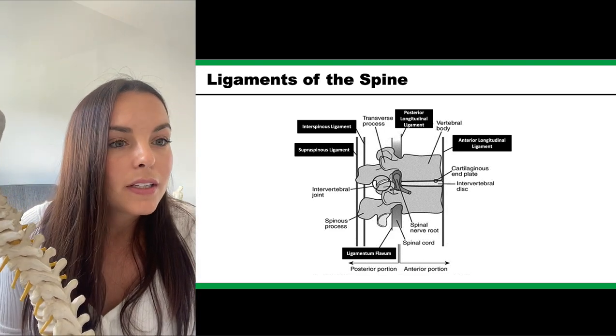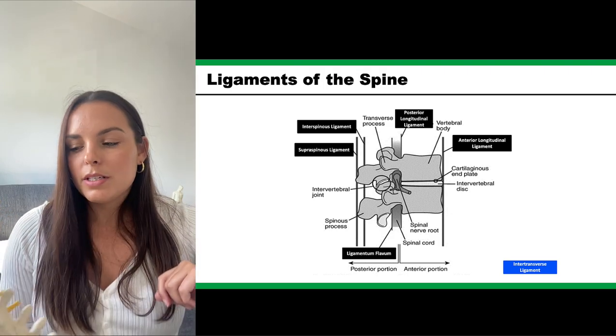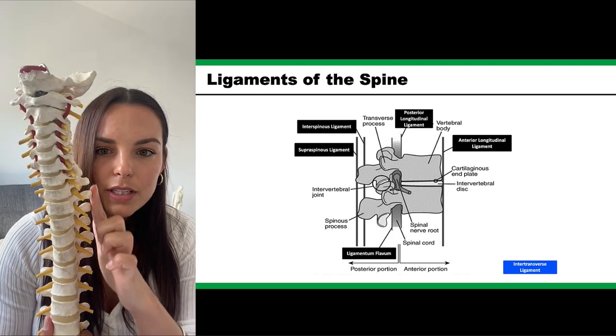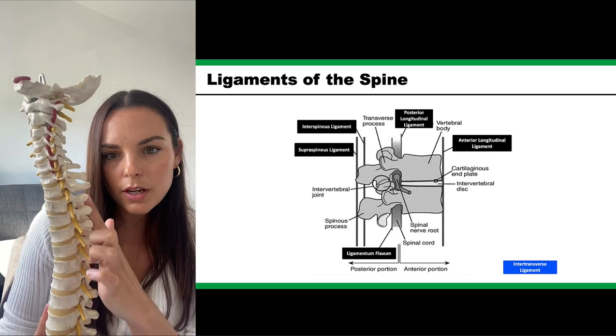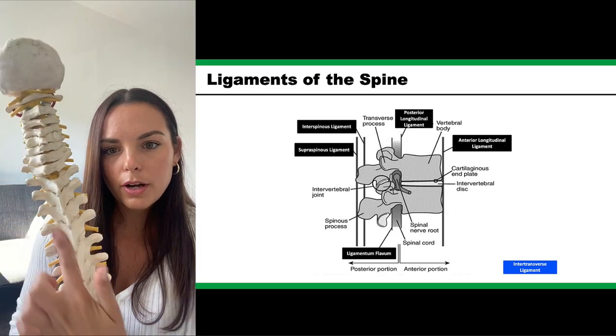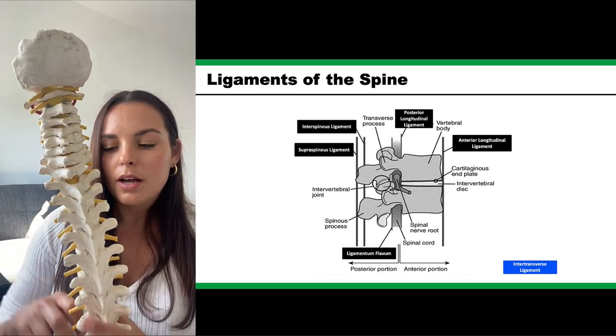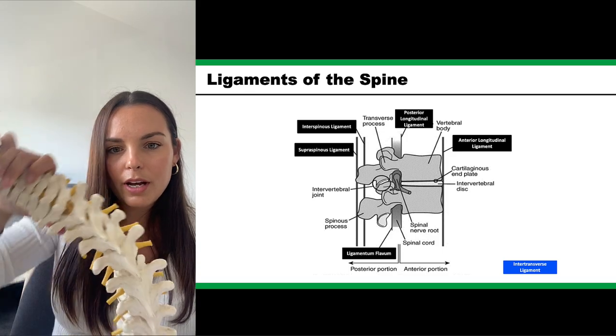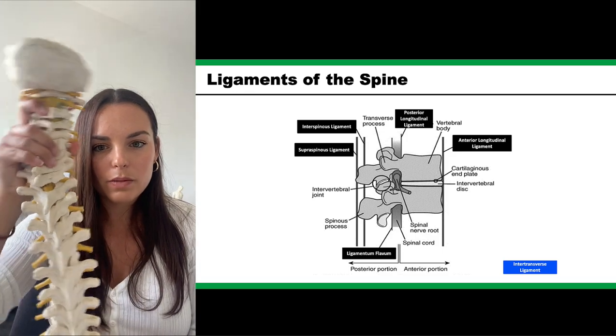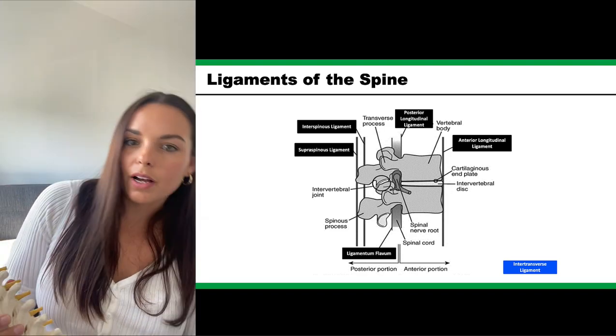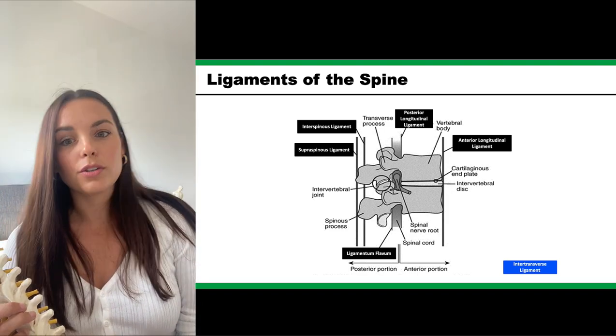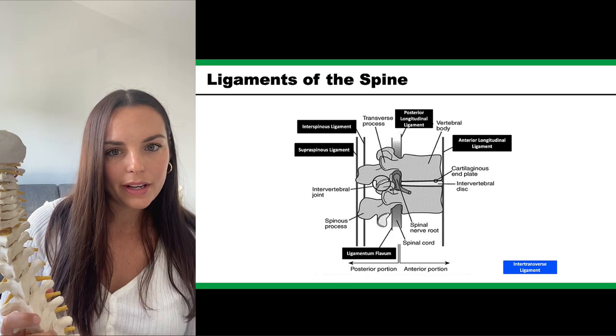Okay, and then we have our last ligament, the intertransverse ligament. Now, this ligament runs in between the transverse processes of the vertebrae, so again on both sides. So it's going to get pulled tight as we laterally flex our spine. So if I'm moving side to side, that's me laterally flexing my spine there.